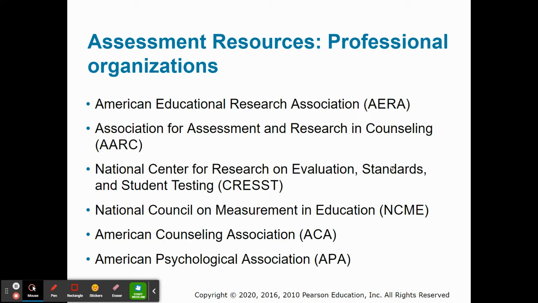Another way to find instruments is through professional organizations, and this is a really common way to find instruments. Sometimes professional organizations actually are the publishers. If you are interested in looking at autism, you might look at some of the professional organizations for autism because they might have some instruments or whatever type of assessment you're looking for. Look for a professional organization aligned with that particular type of assessment.